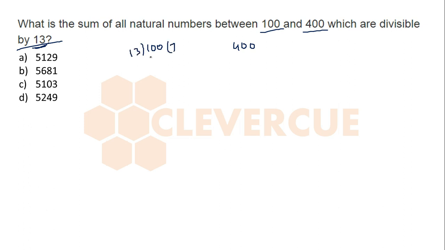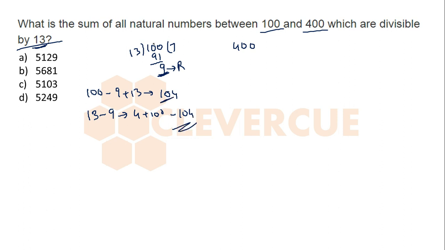7 times 13 is 91, and 9 is the remainder. So if you subtract 9 from 100 and add 13, or if you subtract this 9 from 13 and add the resulting number to 100, you will get the same thing. Here also you will get 104. So this is the number which is divisible by 13 after 100. The first number which is divisible by 13 is 104.